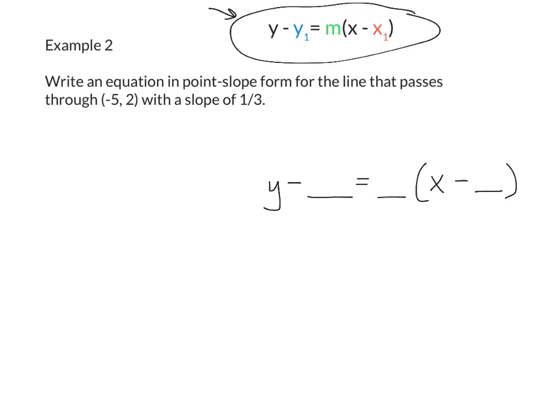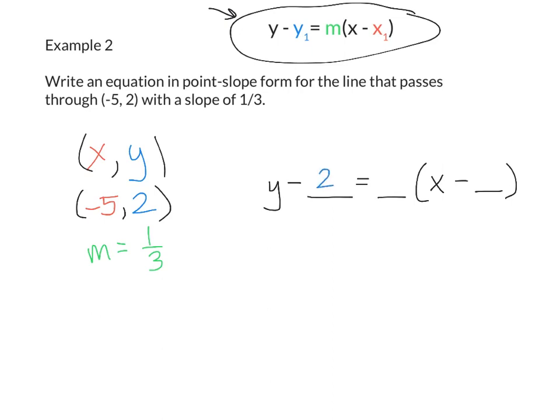Since we're writing an equation in point-slope form, I need to identify my x1 and my y1. And since I know that x and y are written in that order when I write coordinates, I know that -5 is my x1 and 2 is my y1. So that's my coordinates for this problem. And then my slope is 1/3, so m equals 1/3. Now I'm going to substitute those values into the equation.